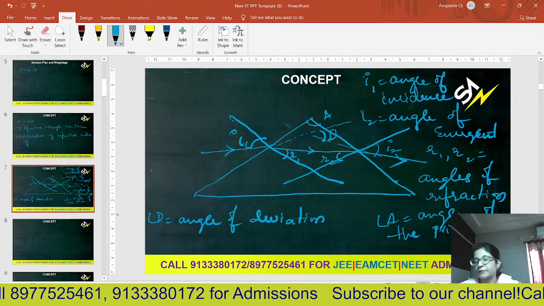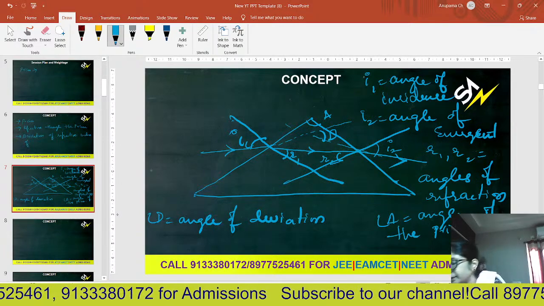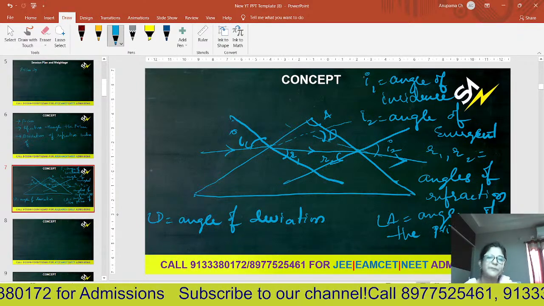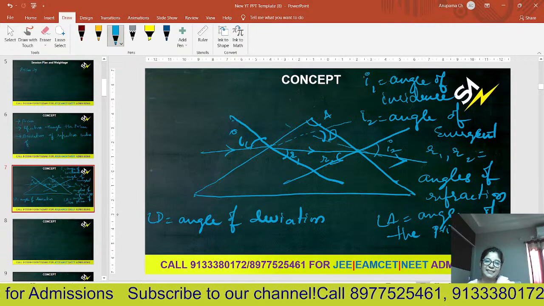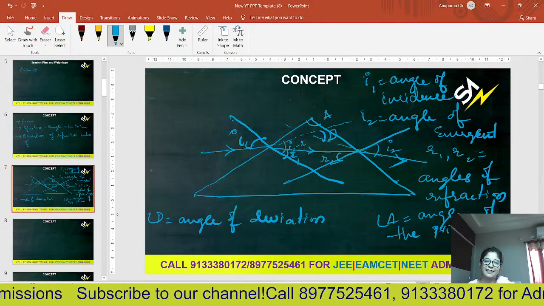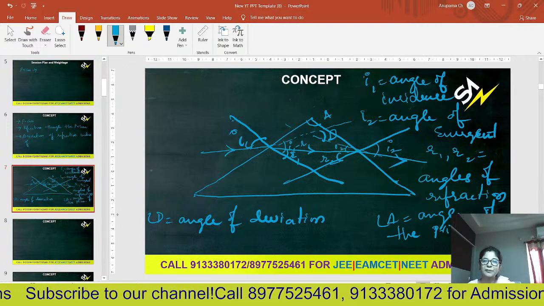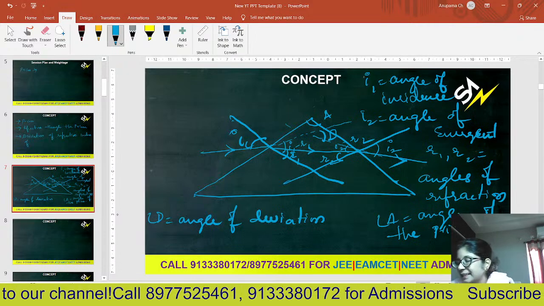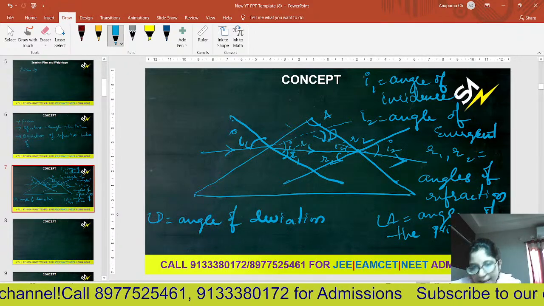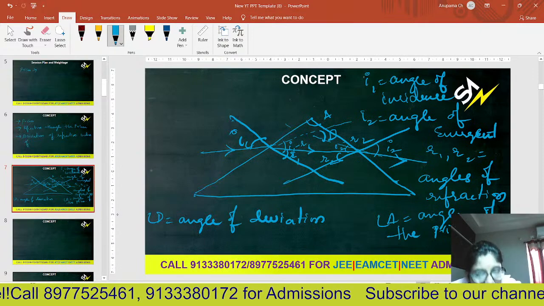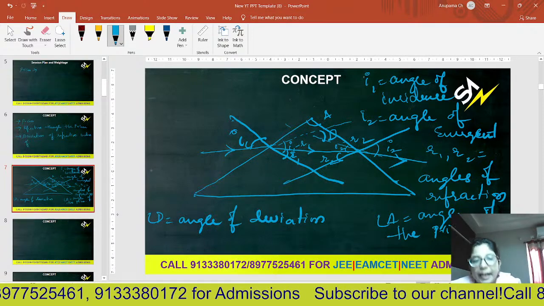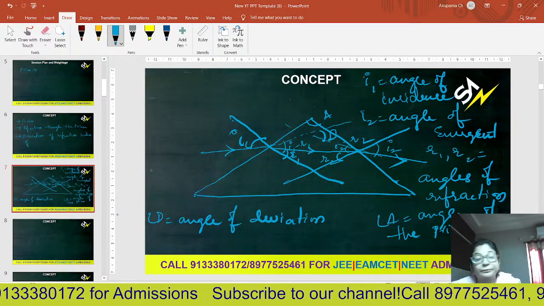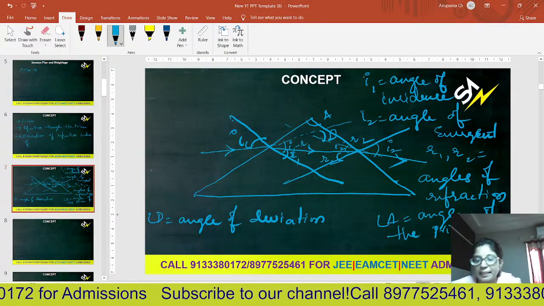I think I told you previously what the angle of deviation is, right? Okay. Angle of deviation. And this is I1 minus R1 and this is I2 minus R2. Fine. Now we have got all the necessary angles, all I have drawn here. By seeing these angles, now I have to find out the refractive index of the prism. Okay, the refractive index of the prism.